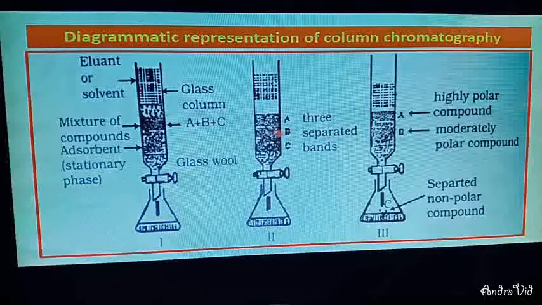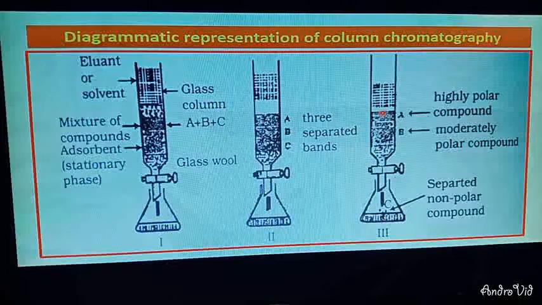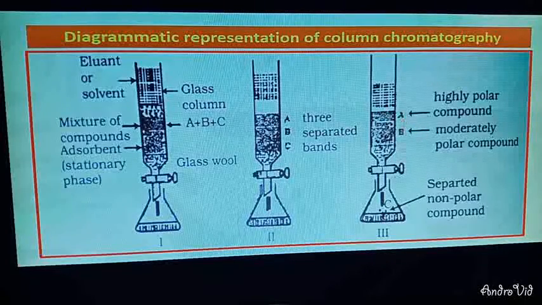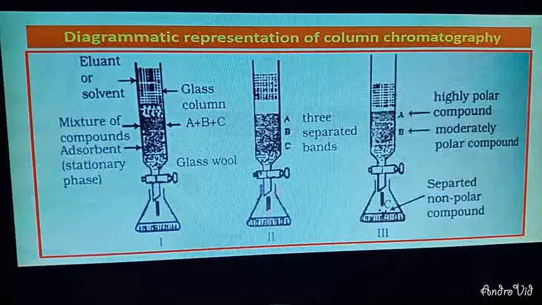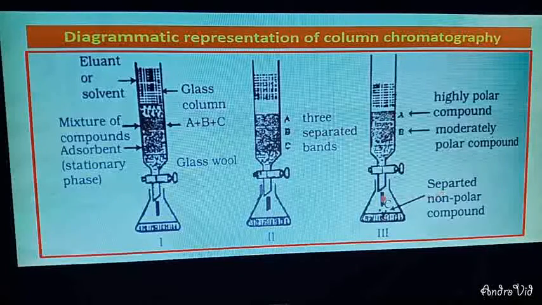B is basically a moderately polar compound, and that's why comparatively it will have lower interaction with the solid adsorbent than A but greater than C. C is a completely non-polar component, that's why the position of C is on the lower position, and it is very easy to collect C separately, as it is non-polar. It doesn't have much interaction with the stationary phase.